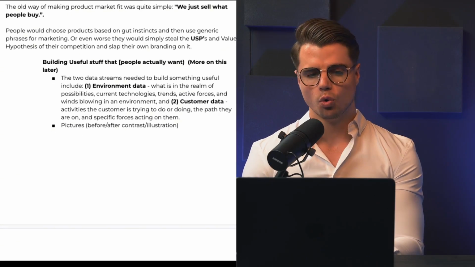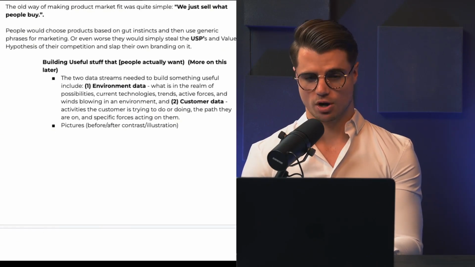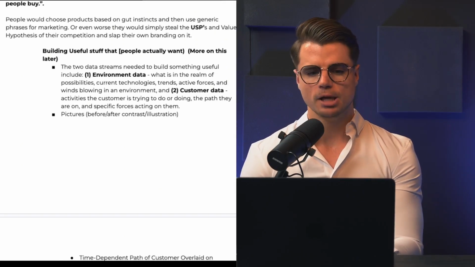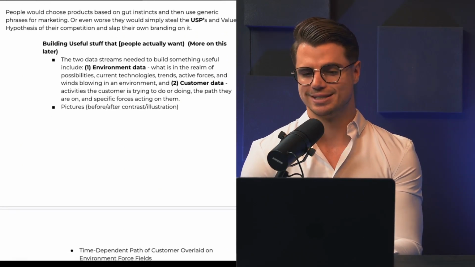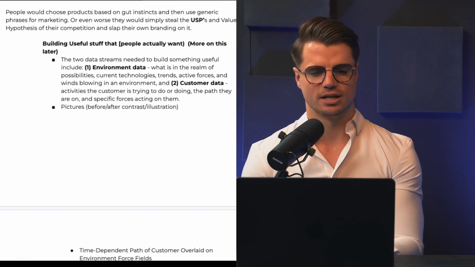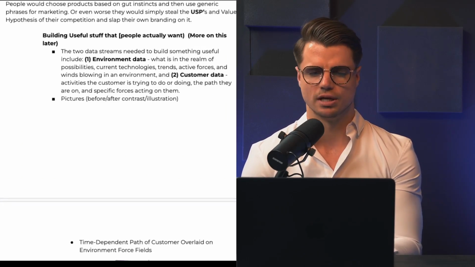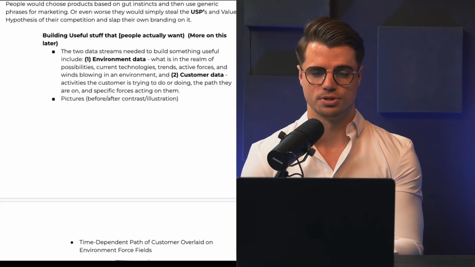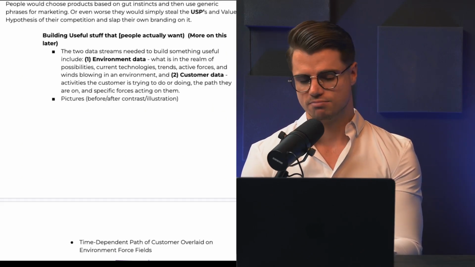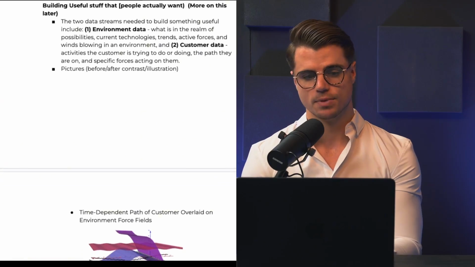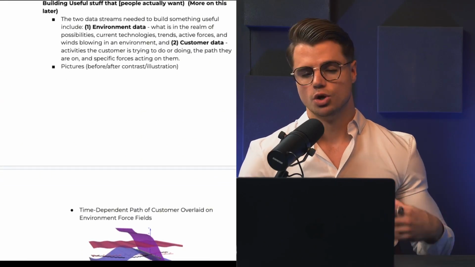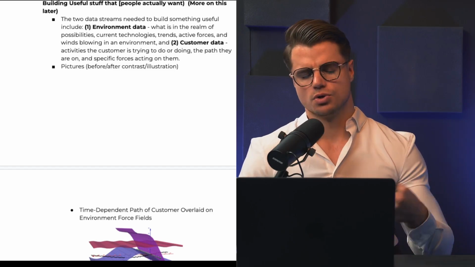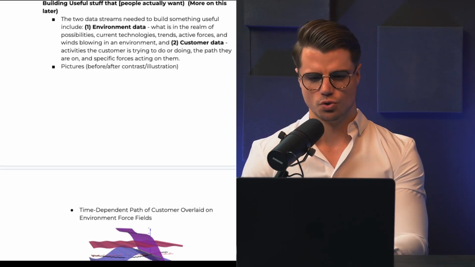So the old way of reaching product market fit was to simply sell what people buy. People would choose products based on gut instincts and use generic phrases for marketing, or even worse, they would simply steal a USP or value hypothesis from their competition, or slap their own branding on it, kind of stuff like that. See it all the time. What you want to obviously do is this: you want to build things that are useful. So what they actually want, right? There's going to be more on this later, and there are two ways to go about this.